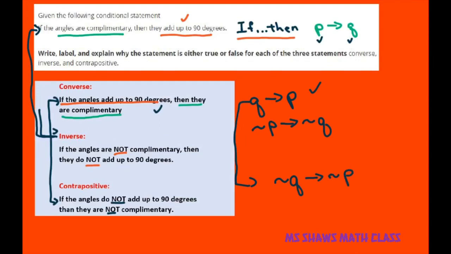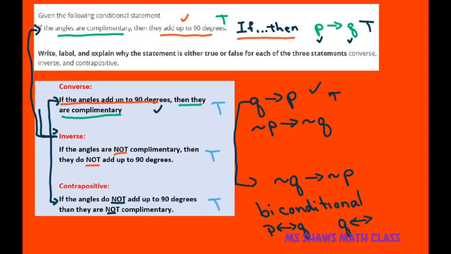We also have to state if these are true or false. So we know this is true. If the angles add up to 90 degrees and they're complementary, this is true. If they're not complementary, then they're definitely not going to add up to 90, so that's true. And this one is true as well. Since they're true both ways, we can call this a biconditional. I can go P if and only if Q. Or you could say Q if and only if P. And that's because both are true. All of this is true.